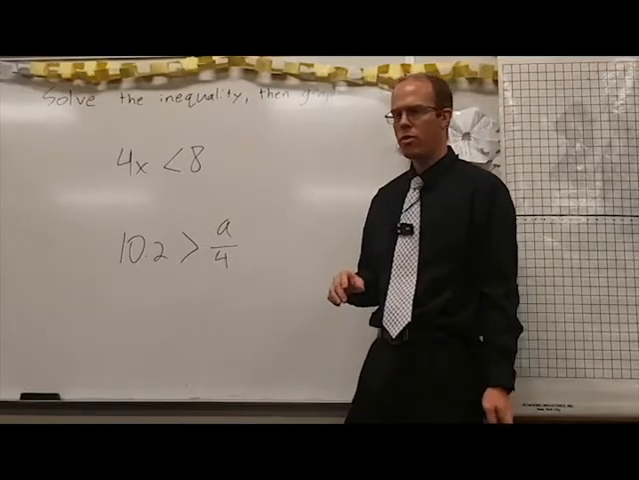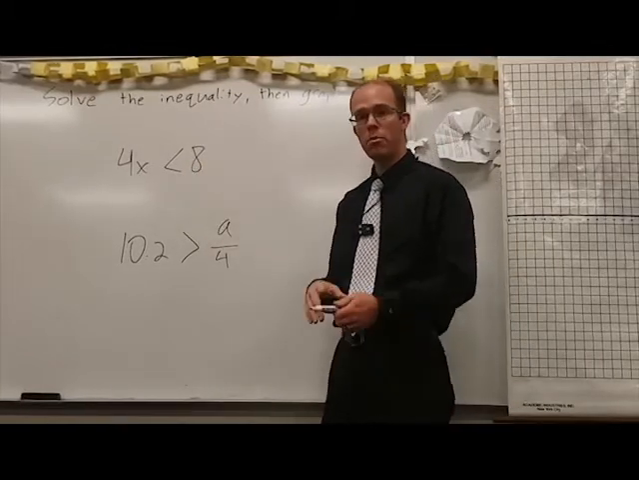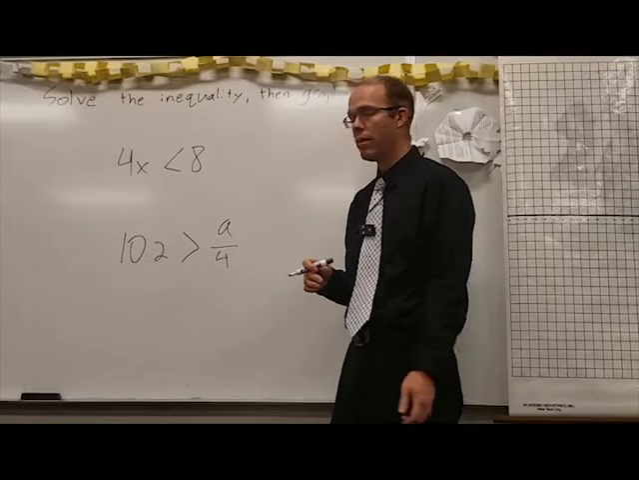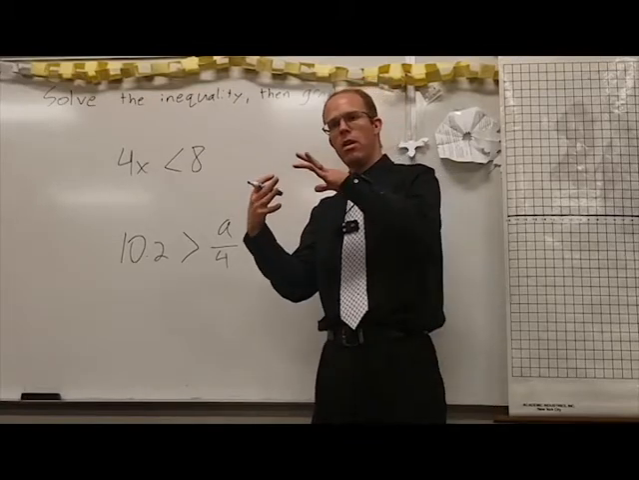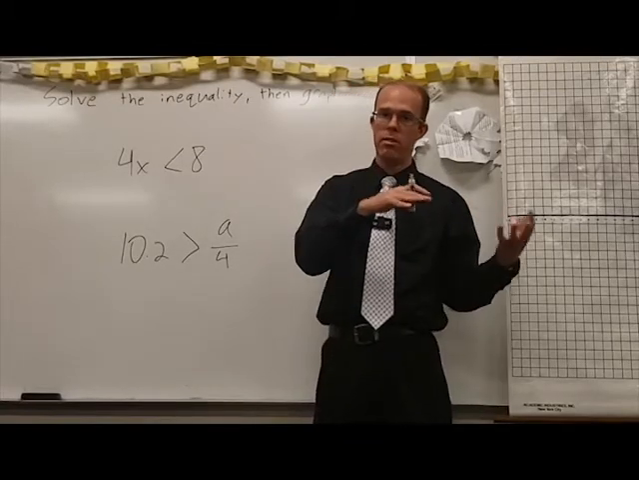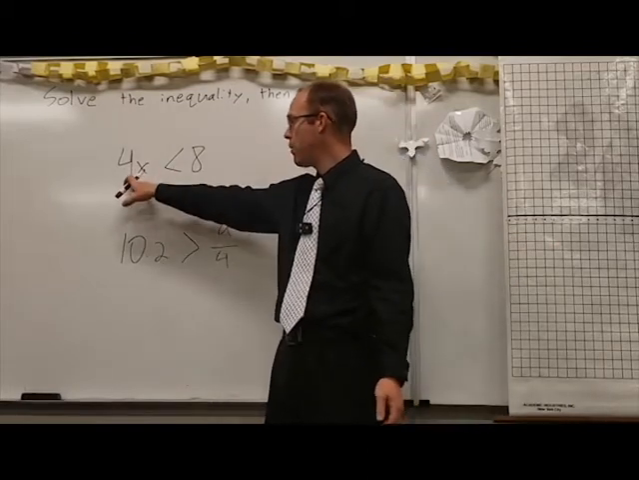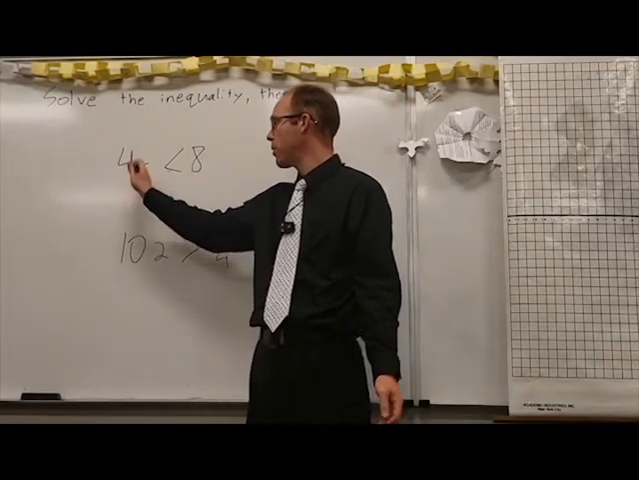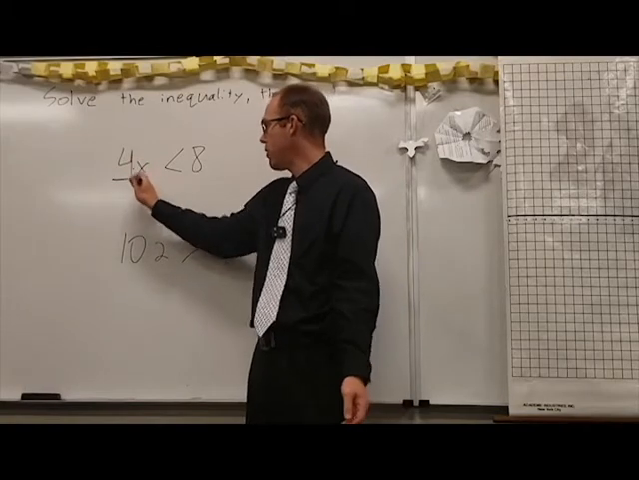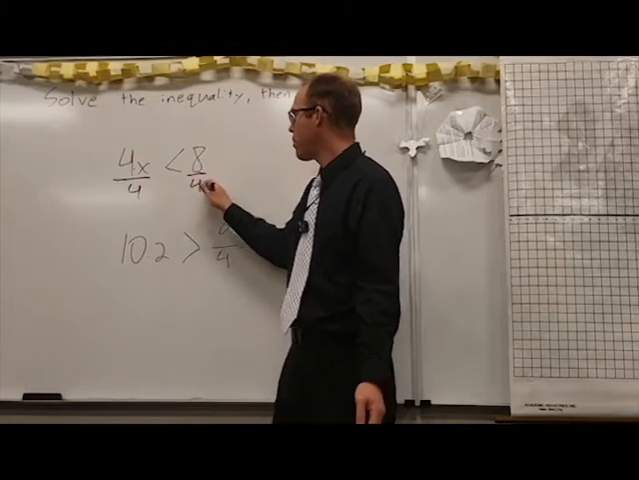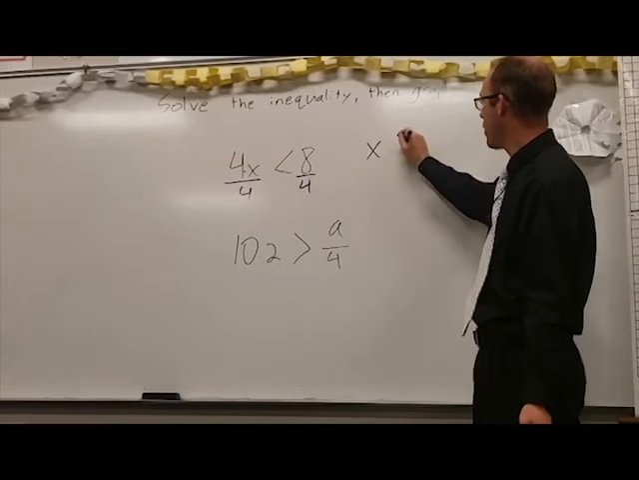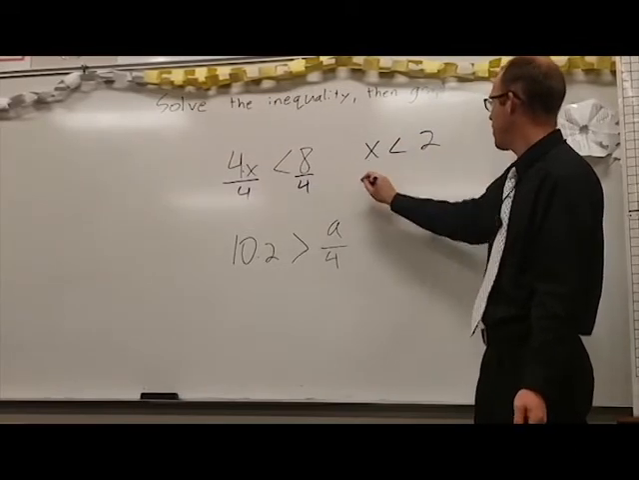For today's questions, we're going to be looking at division and multiplication in solving inequalities. And as you recall, multiplication is undone using division, and division is undone using multiplication. So right here we see 4x is less than 8. We're going to undo this multiplication using division by dividing by 4 on both sides. So we end up with x is less than 2.